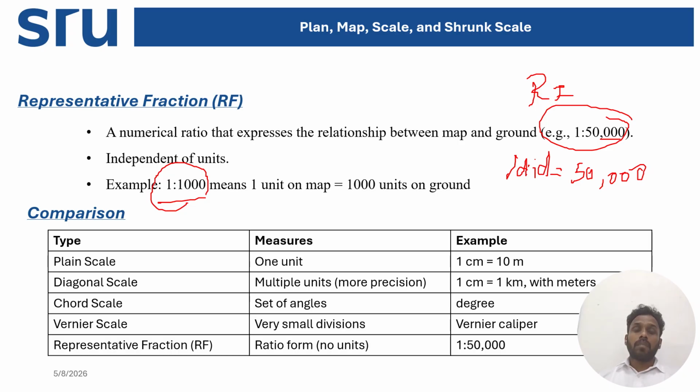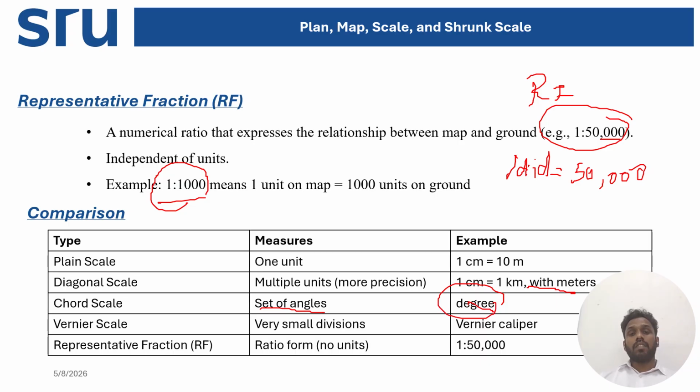Here, plane scale: you are having one unit, which is 1 centimeter equal to 10 meters. Diagonal scale: multiple units, more precision, 1 centimeter equal to 1 kilometer with meters. So with reference to meters, you have to identify these things. Then chord scale. Chord scale is a set of angles, which is used to measure the degree. So you are going to measure the degree with that.